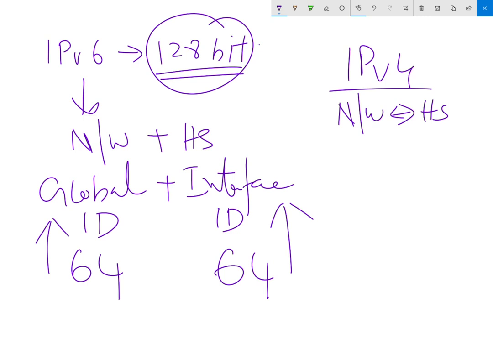There are a lot of other functions which IP version 4 has, which are not present in IP version 6, or which are not required for IP version 6. There are a lot of examples. One thing is IP version 6 has made the structure very simple. So let's start with the structure, the header of IP version 4 and IP version 6.